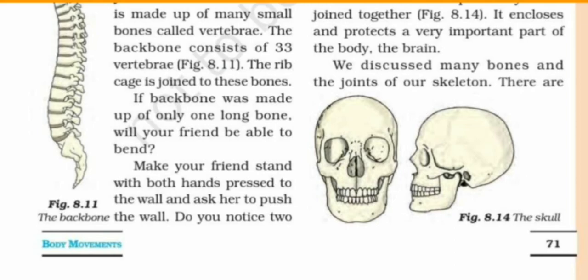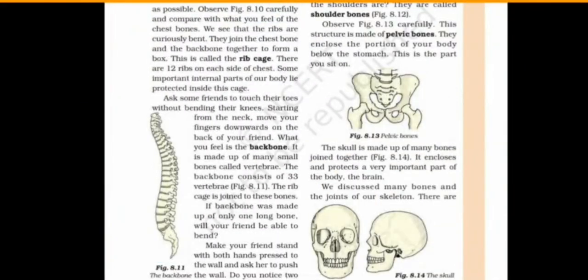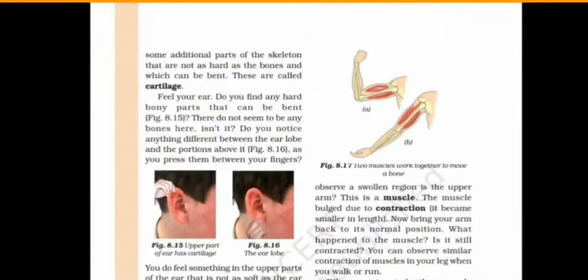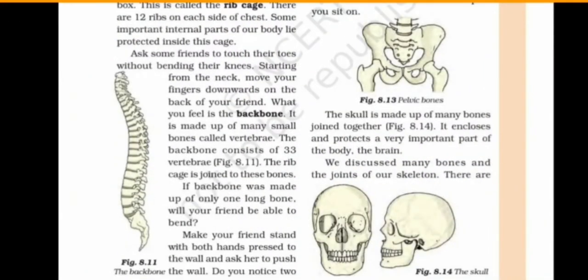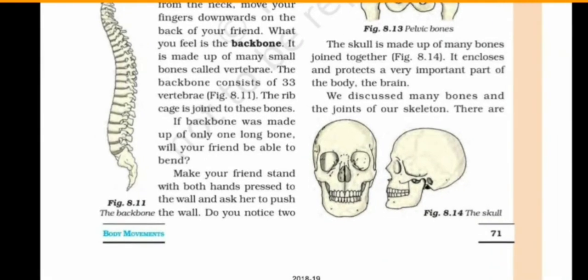We discussed many bones and joints of our skeleton, right? There are some additional parts of a skeleton that are not as hard as the bones and which can be bent. These are called cartilages. It is not given but I am giving you the explanation of a skull. The skull is the bony framework of the head. It protects the head. The skull consists of 8 cranial and 14 facial bones, thus making a total of 22 bones.